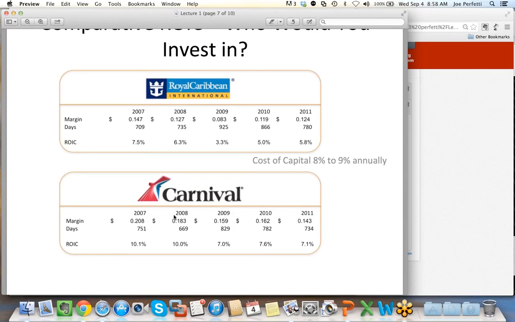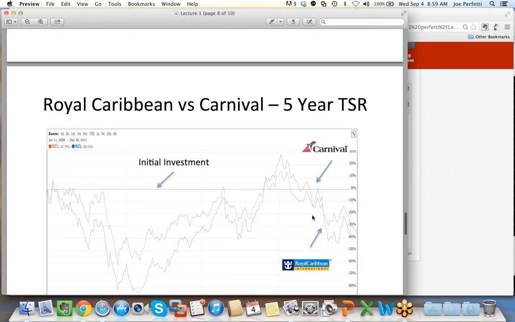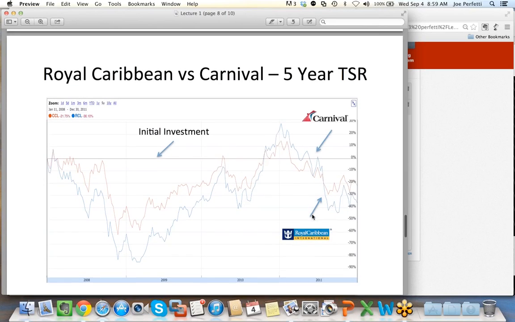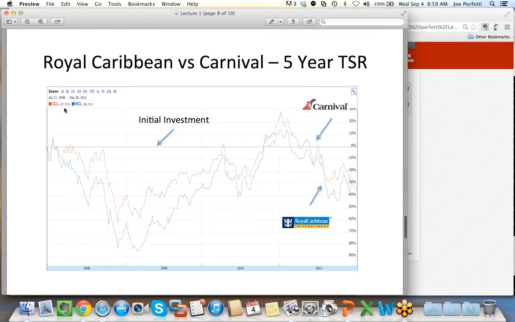It's actually Carnival, because even though the trend was down, I still had a relatively better return on investment than Royal Caribbean. So I was relatively losing less money, or relatively destroying less value. And that's what you see, that the market priced these two stocks. Carnival went down almost 22% in value. Royal Caribbean went down 36%.